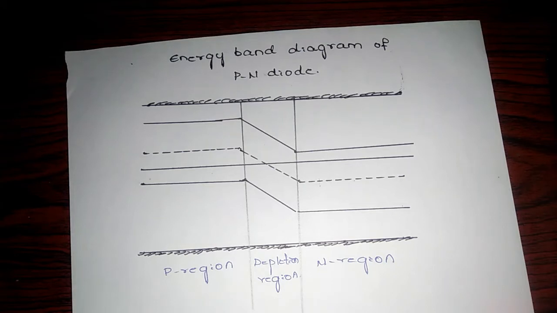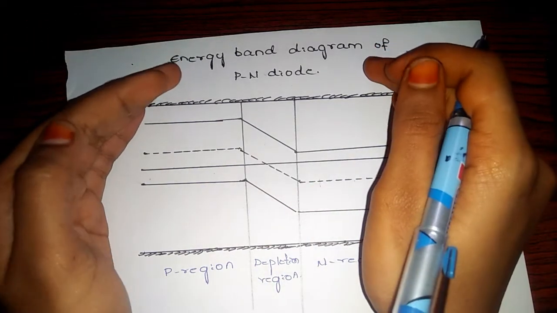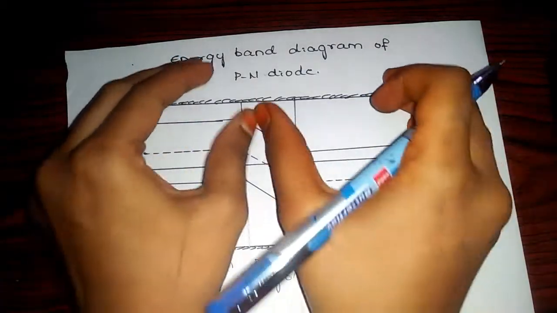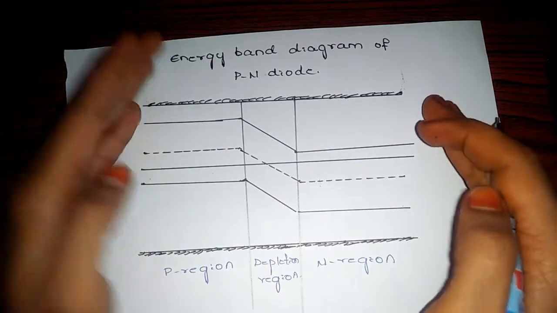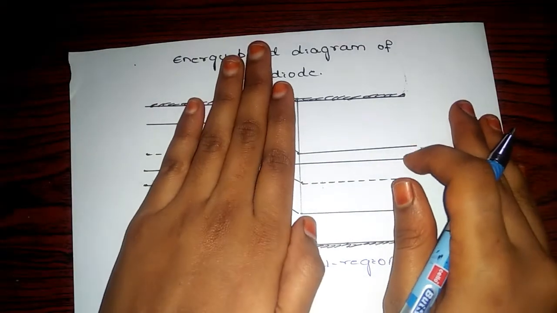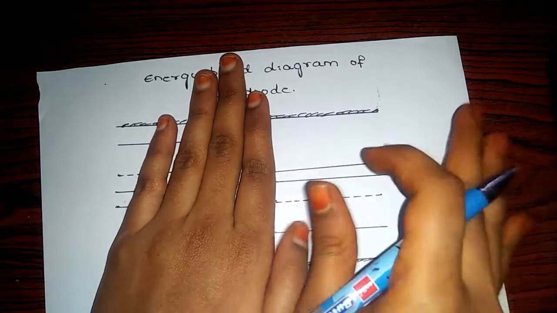Today in this video, let's learn about the energy band diagram of a PN diode. Let's assume this is a PN diode, where we have a P region and an N region. The contact surface is the depletion region. Don't worry about the whole diagram. Just divide it into three parts, give the notation, and let's derive the equation.